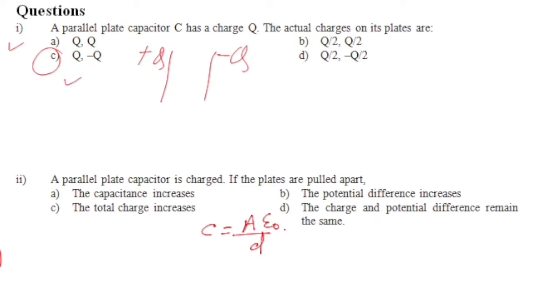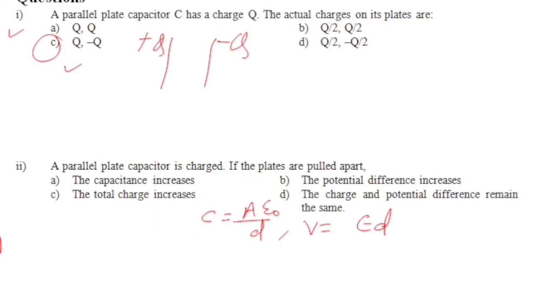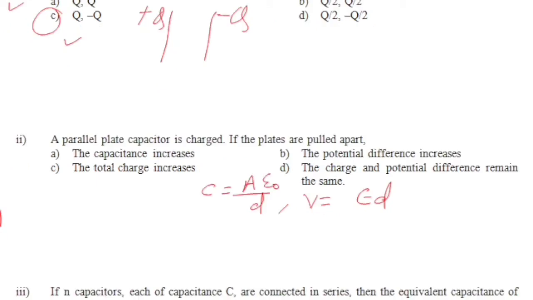And you also know V is equal to E into D. Your question is, a parallel plate capacitor is charged. If the plates are pulled apart, meaning the distance increases, does its capacitance increase or decrease? Which option is correct? If distance increases, does capacitance increase? No. Does the potential difference increase?